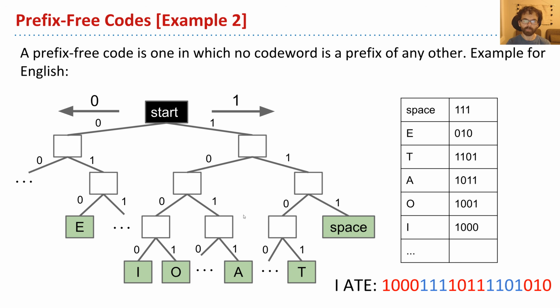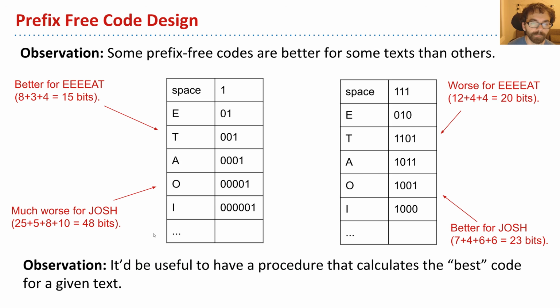Likewise, we can uniquely decode these strings because it is prefix free. So I have 1000, okay, I follow this. That's the letter I, and so forth. And so you can see that you can actually go backwards here without ambiguity. Now here's the interesting thing. Some prefix-free codes are better for some texts than others.